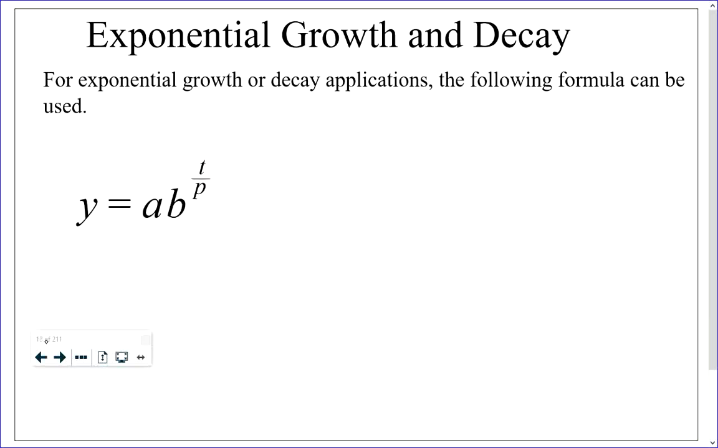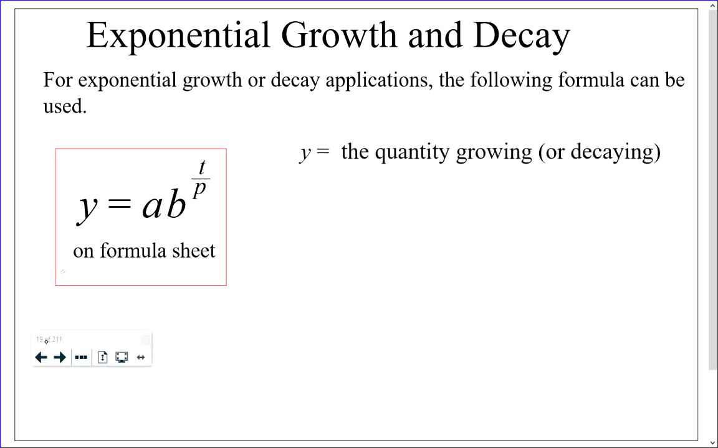Exponential growth and decay. So for exponential growth and decay, this thing which is on your formula sheet is what you use to solve any problems involving exponential growth or exponential decay. Declining value of an investment, increasing or growing value of an investment. Population growth, population decline, half-life.